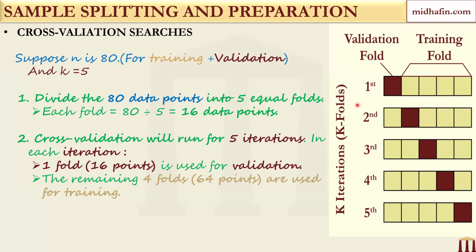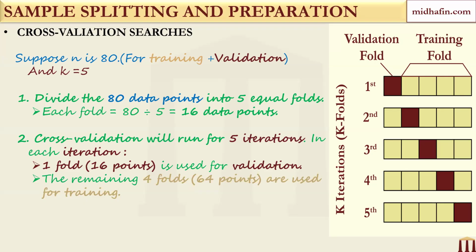So again, visually, we can understand this: in the first iteration, the first block is used for validation, others for training. In the second iteration, the second becomes the validation set and the remaining for training. And this continues until each fold gets a turn for being the validation set.